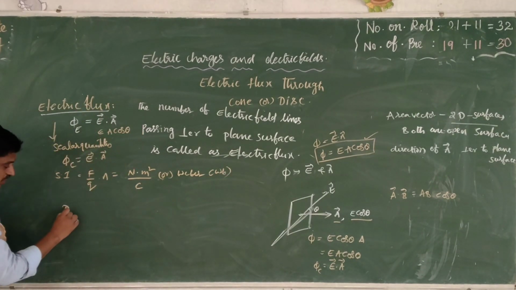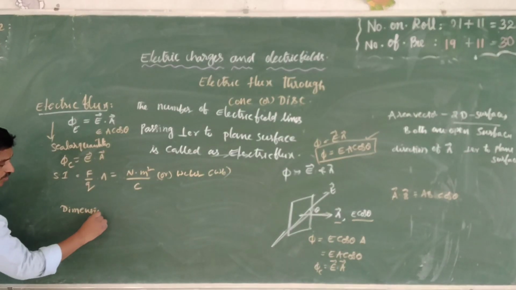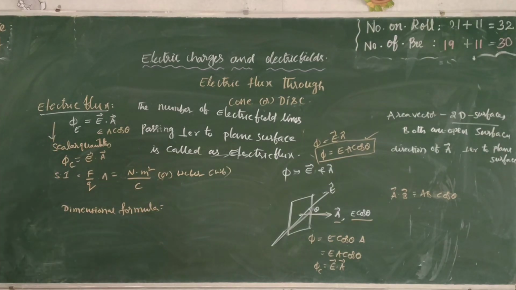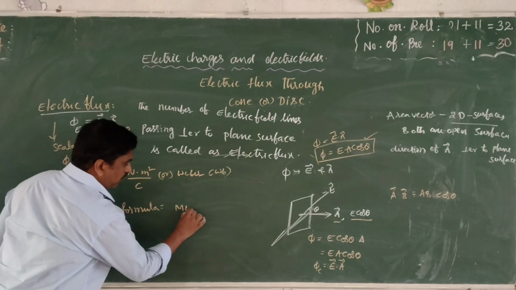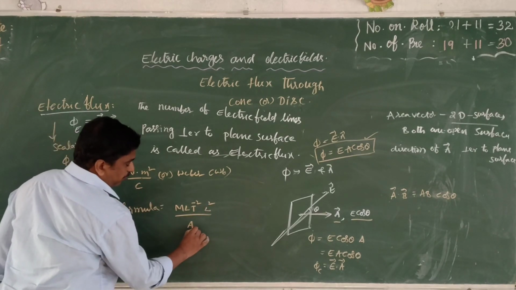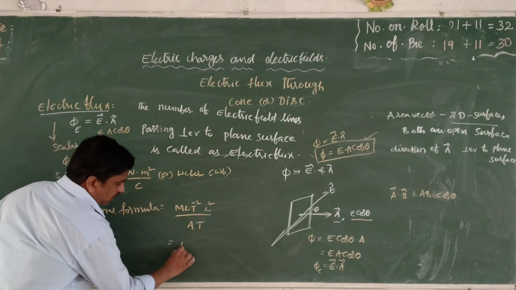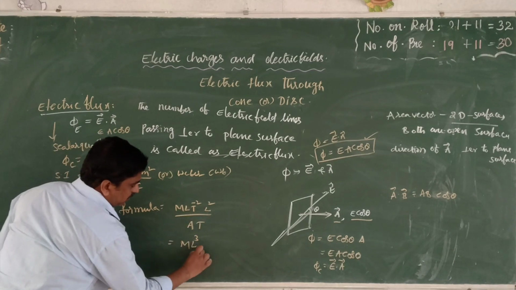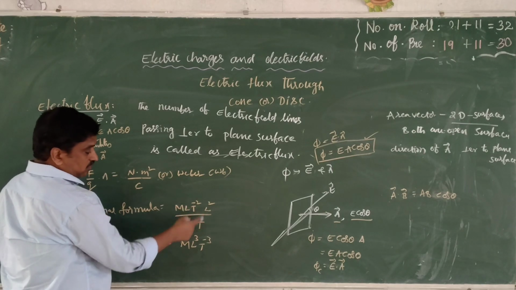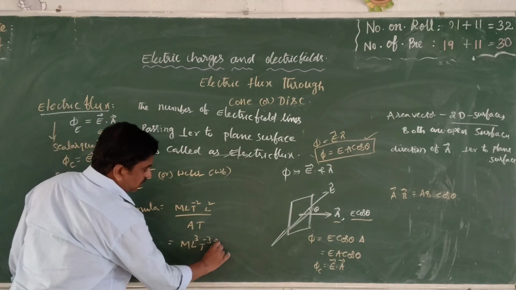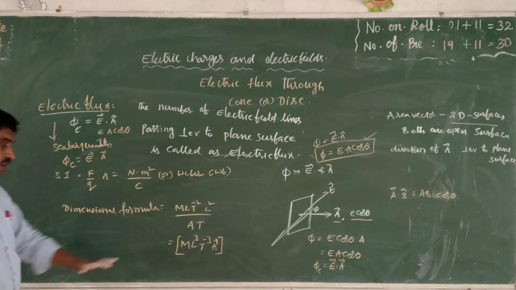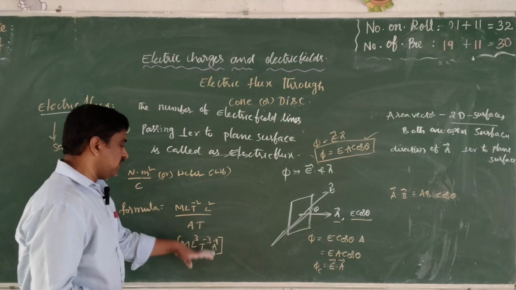What is the dimensional formula now? Dimensional formula of electric flux: Newton is M L T power minus 2, meter square is L power 2, coulomb is ampere into time. So we can change it here to M L power 3 T power minus 3, because the time comes to the numerator, T minus 1, already minus 2 is there, making minus 3, and A power minus 1. It is the dimensional formula of electric flux: M L power 3 T power minus 3 A power minus 1.